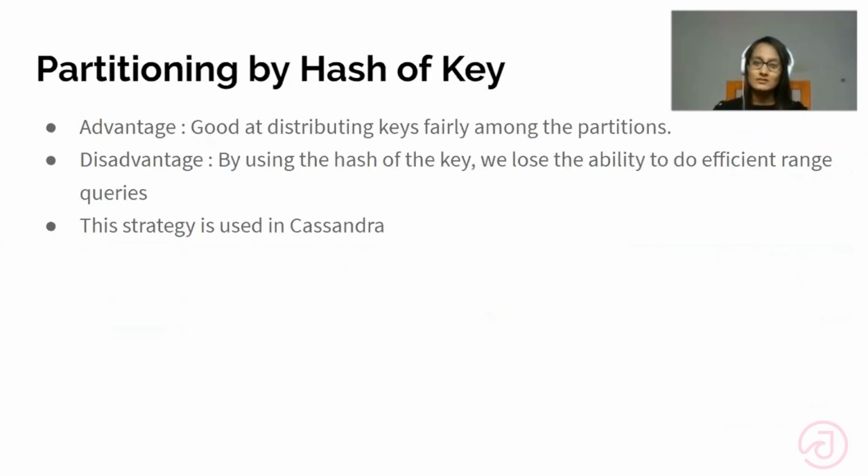The advantage of this strategy is that it is good at distributing keys fairly among the partitions, since you're using hashing. But since you're using the hash of the key and not the key itself, you lose the ability to do efficient range queries. This strategy is used by Cassandra and MongoDB as well.